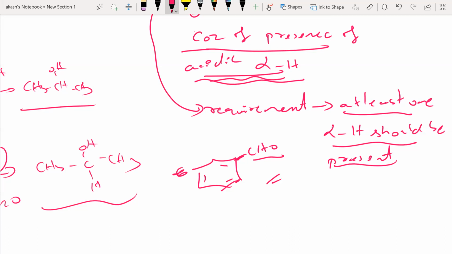Yes, we understand that this is your carbonyl carbon. The next carbon is your alpha carbon, and there is no hydrogen here. This carbon doesn't have any hydrogen, so this cannot give aldol condensation. Keep that in mind: only if you have alpha hydrogen can you go for aldol condensation. If not, no reaction will happen.